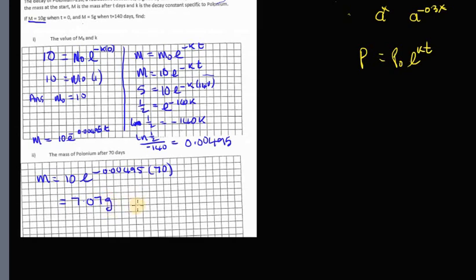Okay, let's look at the next bit. Now it says, after how many days will there be 2 grams of polonium left? So in this case, I have 2. That's how many grams I will have. I need to find out t. So 2 is equal to 10 e to the power of minus 0.00495 t. So divide both sides by 10.